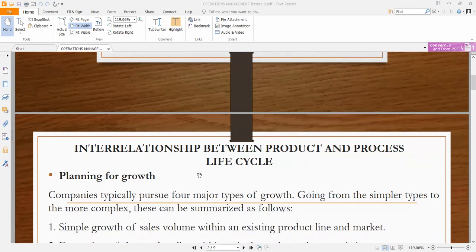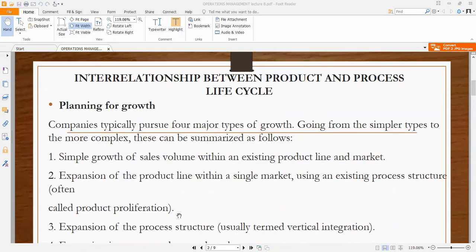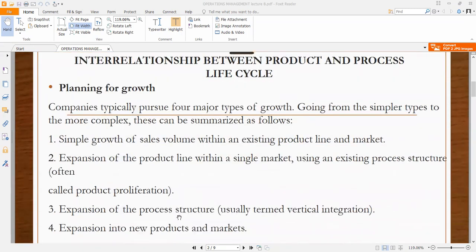Our lecture today is going to be engulfed within the concept of growth. How do you attain growth? As the operations manager, how do you manage the operations with the goal of reaching growth? Now, we know that companies typically pursue four types of growth, going from the simpler types to the more complex, and these can be summarized as follows.